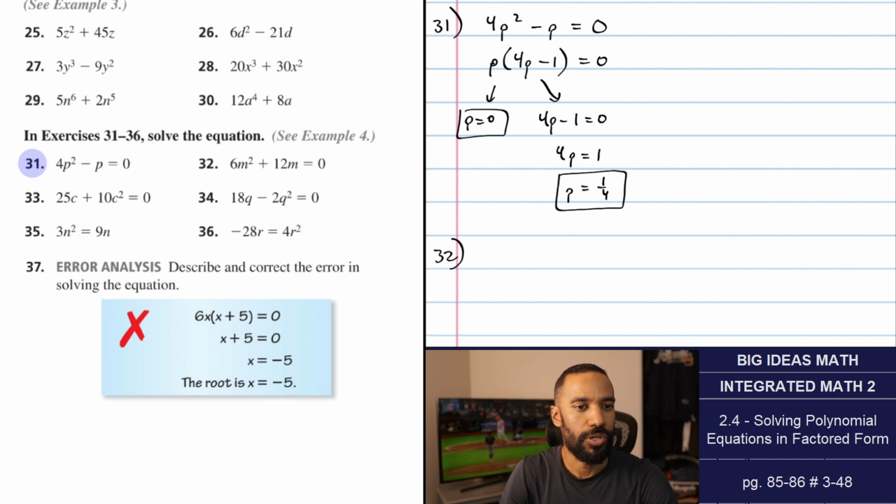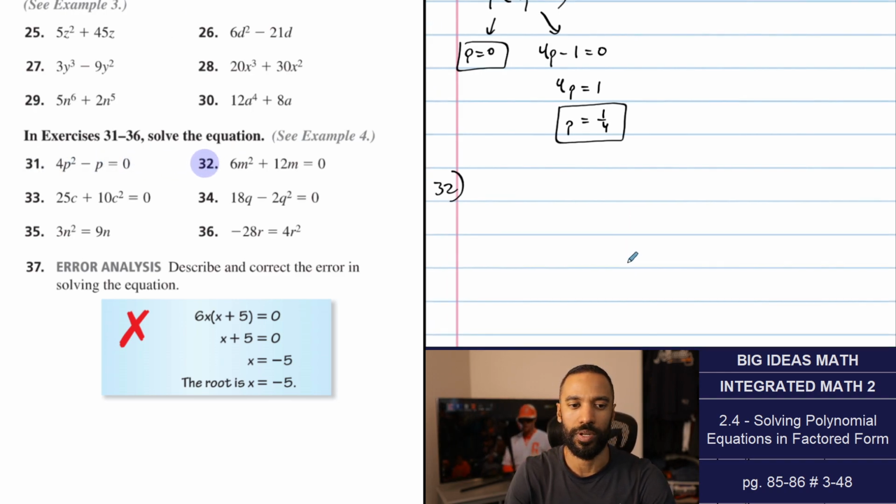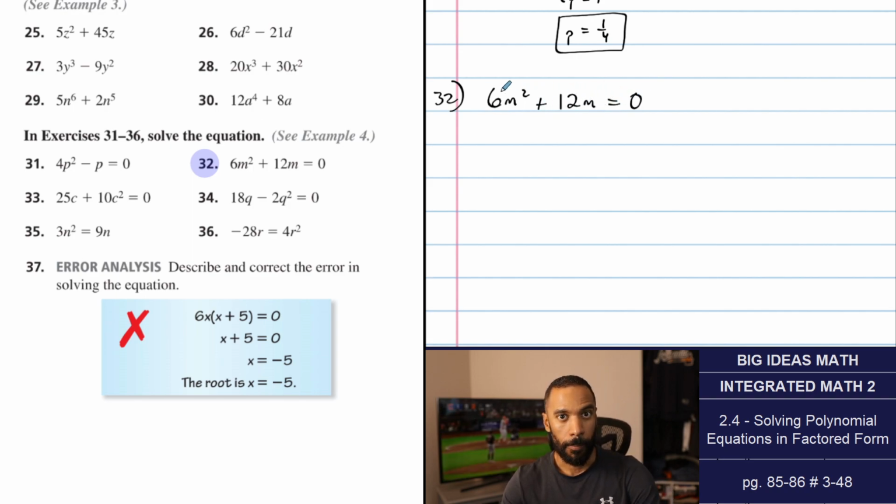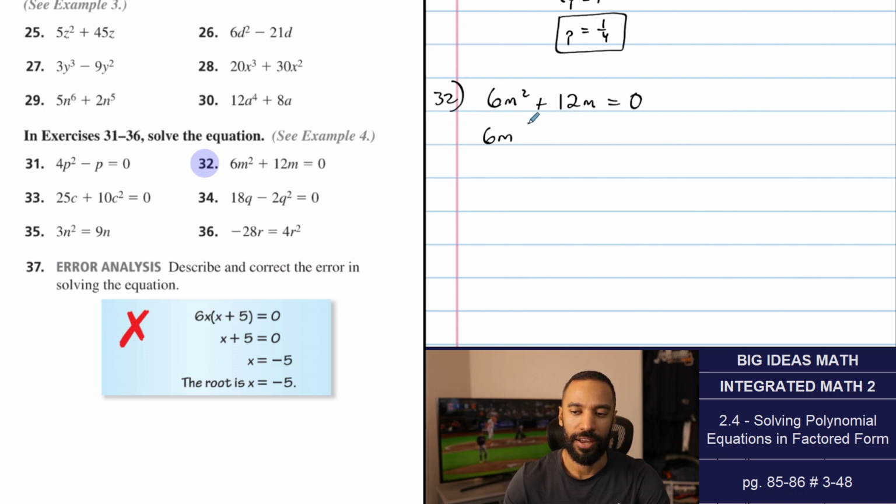Okay, number 32, 6m squared plus 12m equals 0. Let's go through our checklist once more. Is it set equal to 0 in this equation? Yes. Is it a factorization? No. So let's factor the GCF from this thing. 6 and 12 can both divide 6 out. M squared and m can both divide out an m.